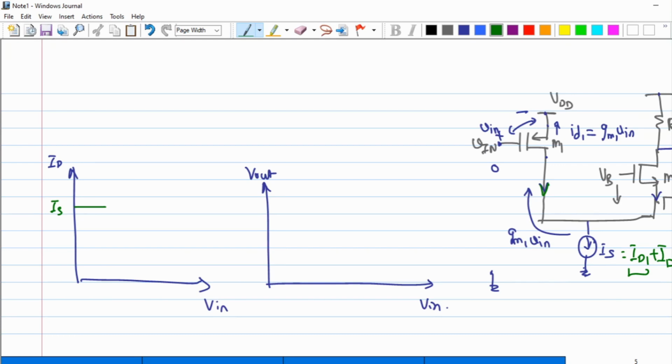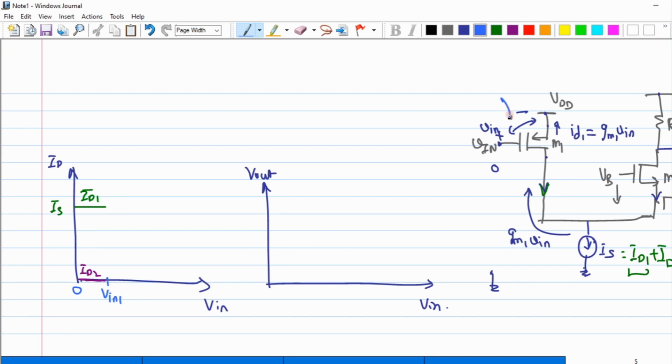Am I right? Since all of the currents are flowing through ID1, ID1 currently has a value equal to IS, but the current flowing through ID2 is basically 0. Okay, so I'll also mark this particular point, which is ID2 here, which is 0. Now there is a particular value of Vin. Let me label that Vin to be equal to Vin1, because it's a value starting from 0.